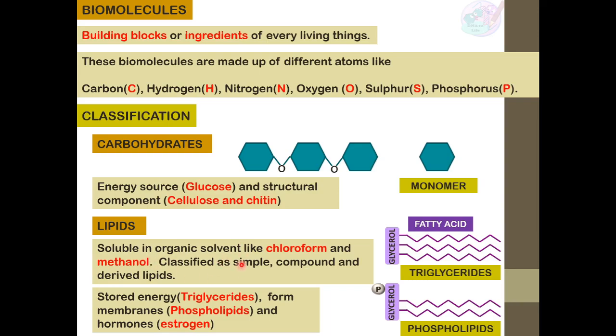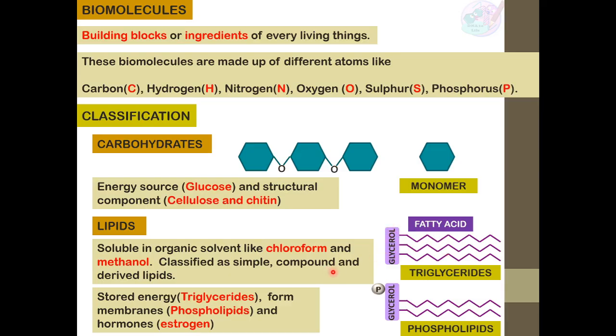they are classified as simple, compound and derived lipids on the basis of their chemical groups. So this is the example of simple lipids, like triglycerides. When you hydrolyze the simple lipids, you will get a fatty acid chain. This is made up of a hydrocarbon chain, hydrogen and carbon. Because of that, it is insoluble in water. It also contains glycerol. So when you hydrolyze a simple lipid, you get only two things, fatty acid chain and glycerol. If you hydrolyze triglycerides, you will get three fatty acid chains and a glycerol.